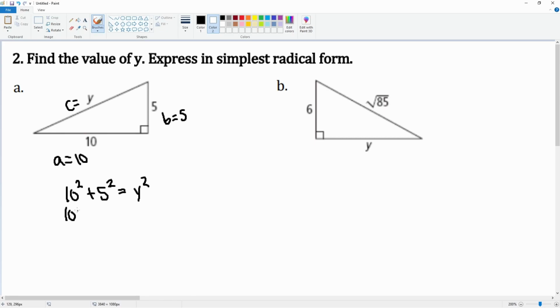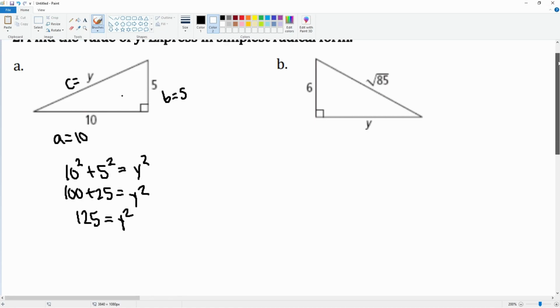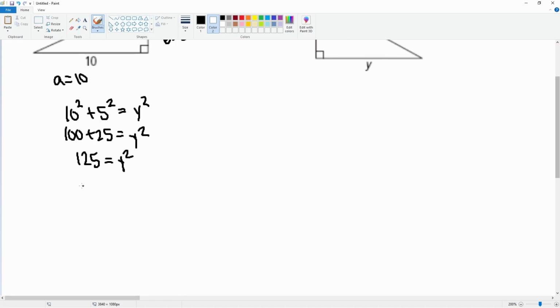10 squared is 100 plus 25 is equal to y squared. 125 is equal to y squared. To solve for y, we can square root both sides. So it's the square root of 125 is equal to y. The square root of 125 can be broken down into radical 25 times radical 5. This splits down to radical 25 times radical 5.